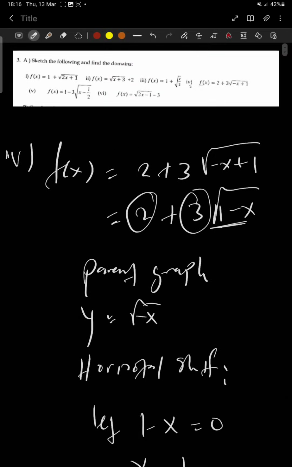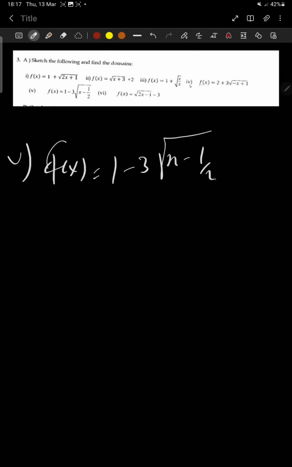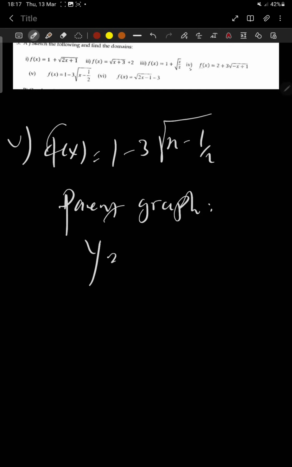Let's do question 5. Question 5. f of x is equal to 1 minus 3 square root of x minus 1 over 2. First question is first. Is x independent? By independent I mean, is there a number in front of x? No, there's no number, so it's independent. So you find the parent graph if it is independent. So a parent graph will be square root of x, isn't it? The other one, it was negative because x was negative. Okay, so this is that.